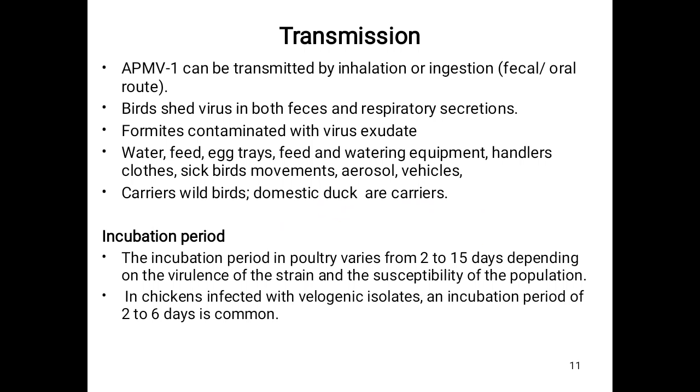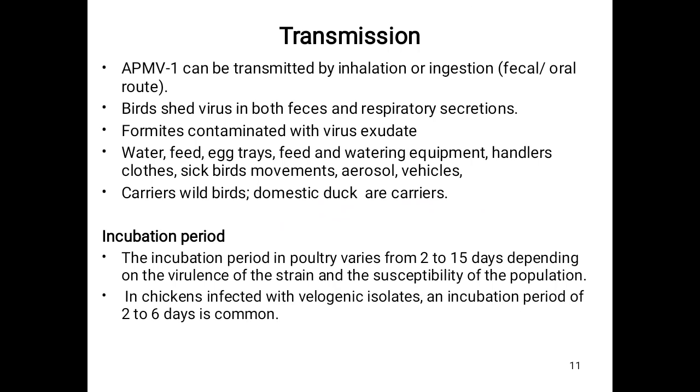The virus can be transmitted by inhalation or ingestion, by the fecal-oral route. So we have the fecal-oral route when we have avians kept in an intensive unit, and the others are eating the feces through their oral route, so they get infected. So birds shed virus in both feces and respiratory secretions. Fomites contaminated with virus exudates.